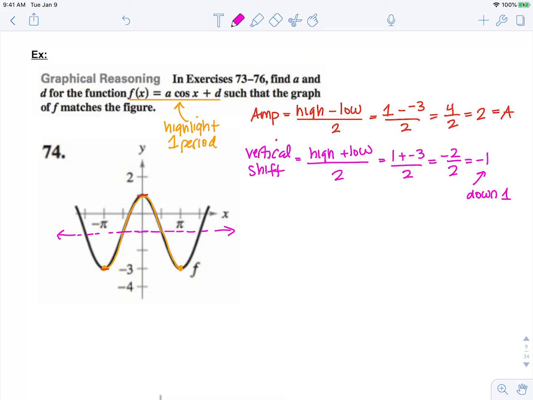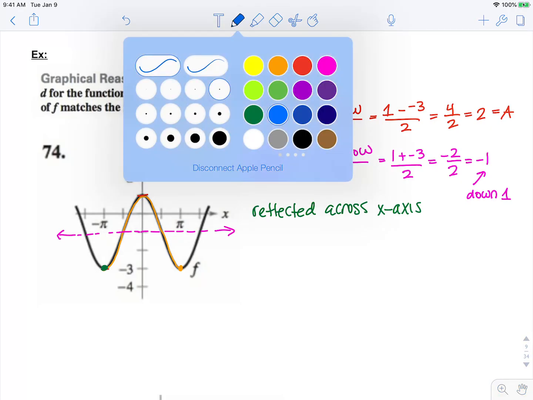Now what I can do is recognize that normally cosine starts up and goes down, but since it starts down, I know it's reflected across the x-axis. And now I need to find my period.